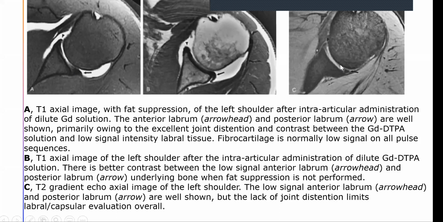Now, the T2 gradient echo axial image of the same shoulder. The low signal intensity of the anterior labrum.